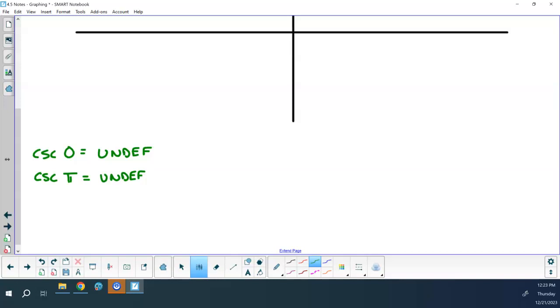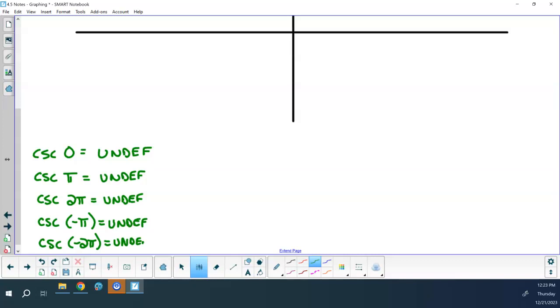Three more. 2 pi. Two more. Negative pi. One more. Negative 2 pi. So what goes there? Vertical asymptotes. Yes. So let's put in vertical asymptotes.